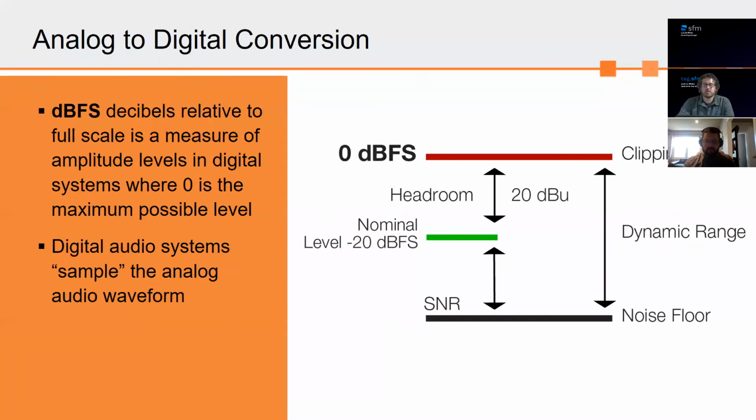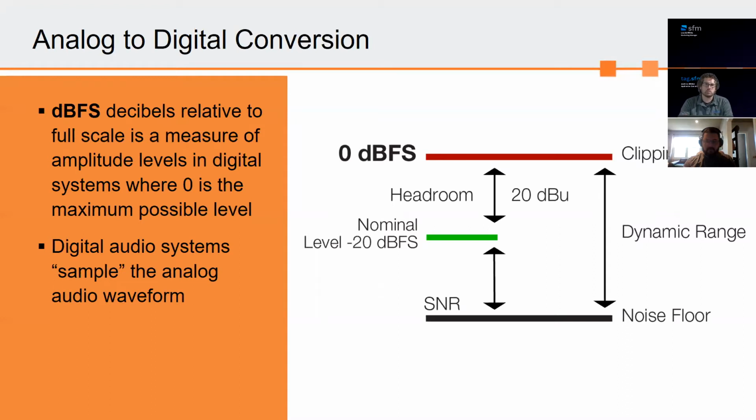What happens when we start to bring in the equation of digital? When we start thinking about analog to digital conversion, you might see something called dBFS listed. That's decibels relative to full scale, right? And it's simply a measure of amplitude level in digital systems where 0 is the maximum possible level. So you can see here on the screen, that means our clipping point is 0 dBFS. So if 0 dBFS is a clipping point, we still need to have some headroom.